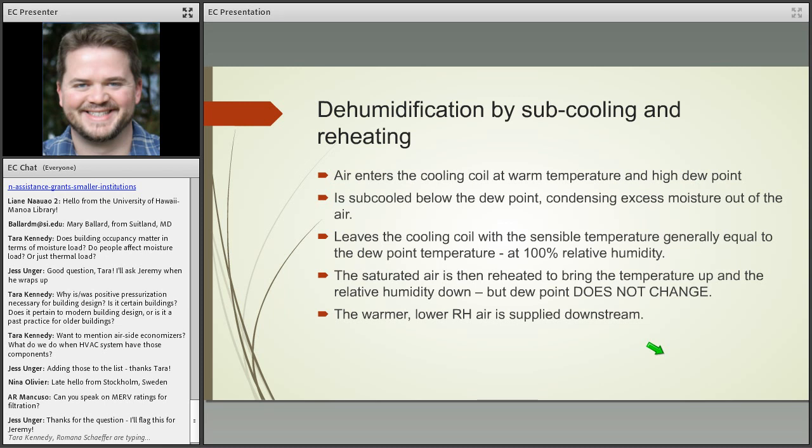So, common mechanical dehumidification processes or equipment, if you will. The first one that we'll talk about is dehumidification via subcooling and reheating. And this is a process that is very common to a lot of institutions out there. It can happen in a lot of different system designs.